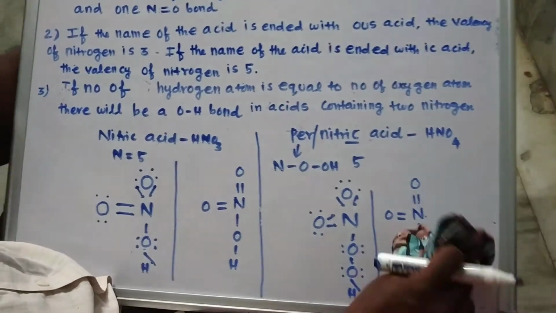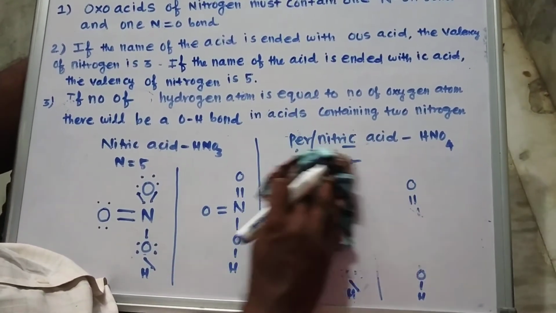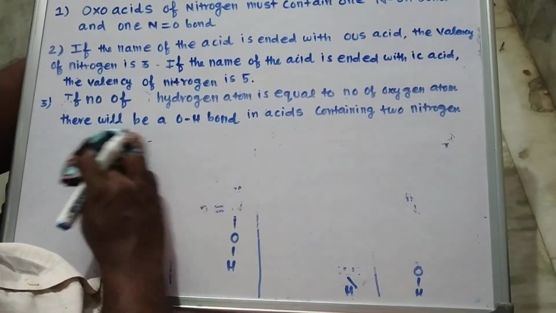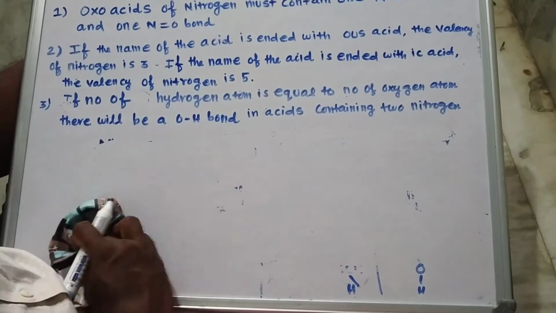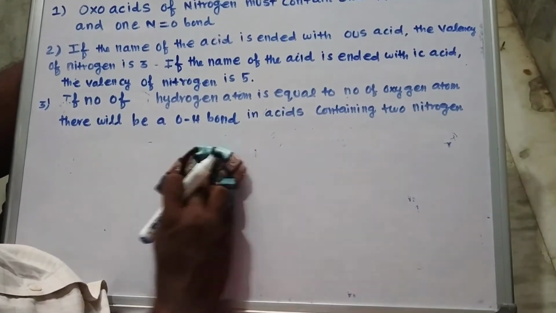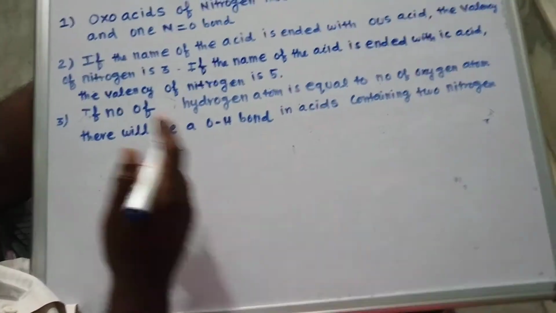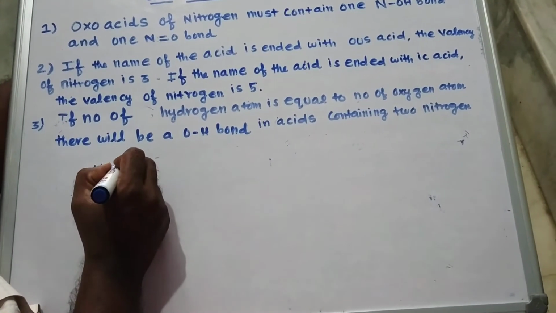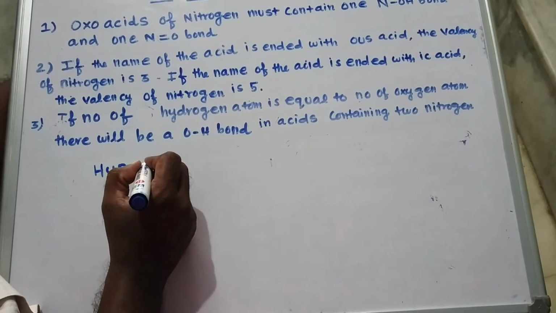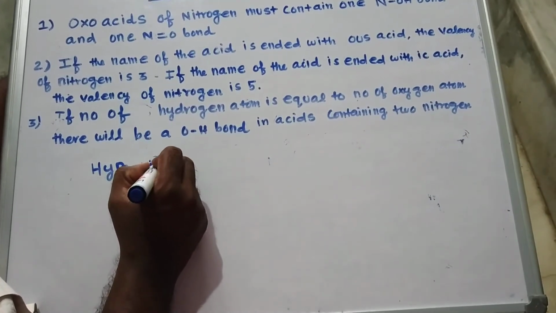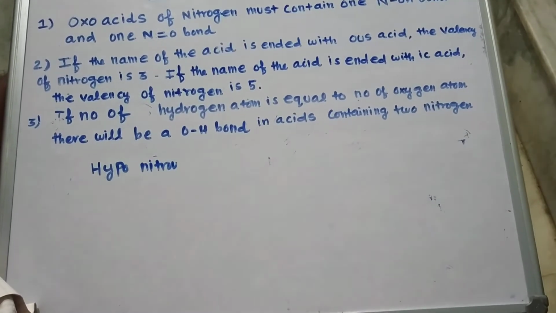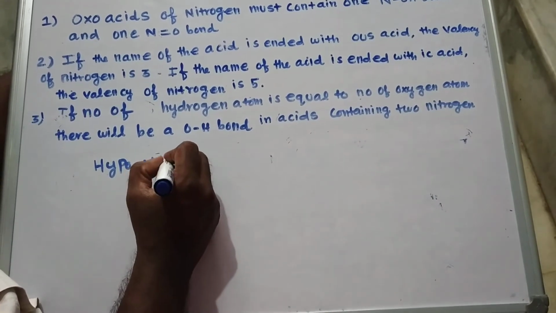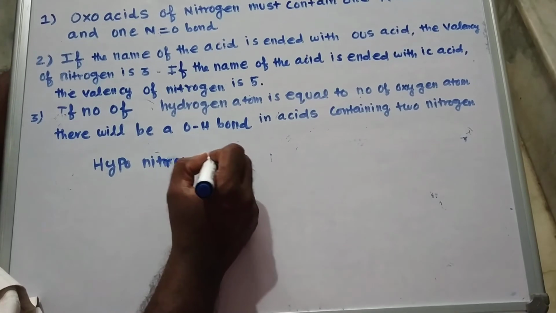Okay students, next we are going to discuss oxo acids of nitrogen containing 2 nitrogen atoms. First of all, hyponitrous acid.